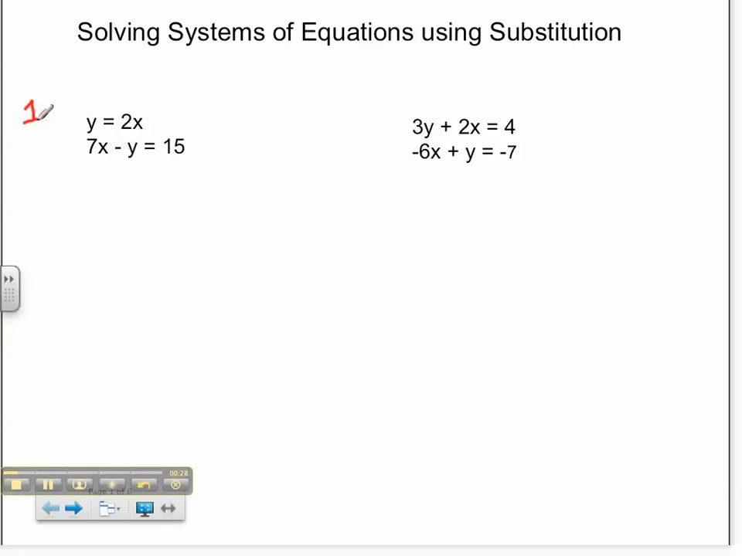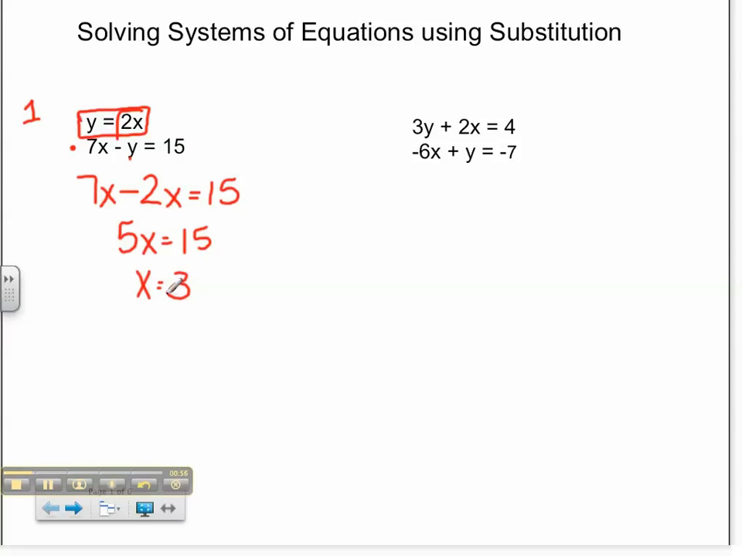When I look at this first problem here, I notice that I know already what y is equal to, and y is equal to 2x. I will use that information in my second equation to solve. Therefore, I will use 7x minus, instead of using y, I'm going to substitute 2x. Leave that equal to 15. When I combine like terms, I find out that 5x equals 15 and x is equal to 3.